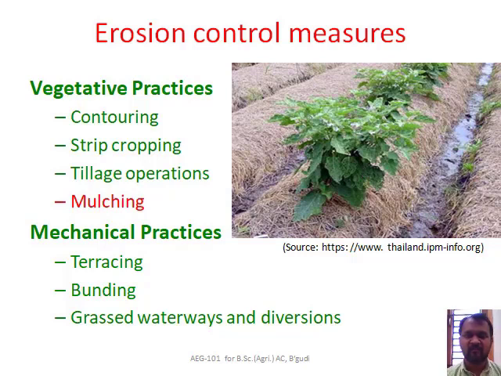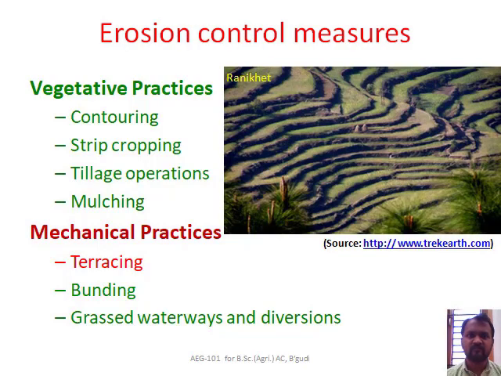Then the mechanical or engineering practices to control erosion, that we're going to discuss one by one. First one is terracing. These are the structures made on the terrace, and this is a photograph of Ranikhet in Uttarakhand. I have brought this photo from a website, and these are the terracing structures. They are used to cultivate crops on sloping lands.